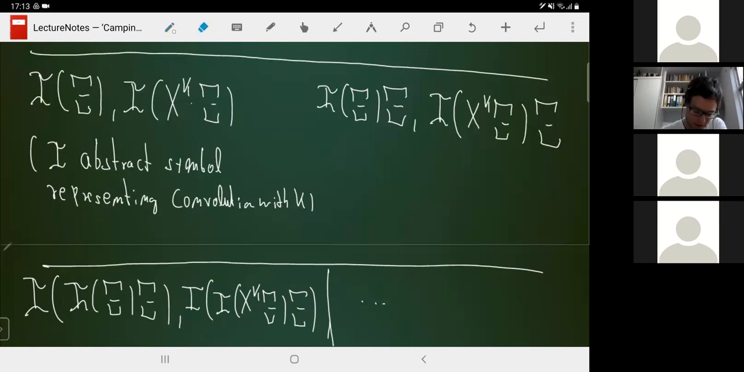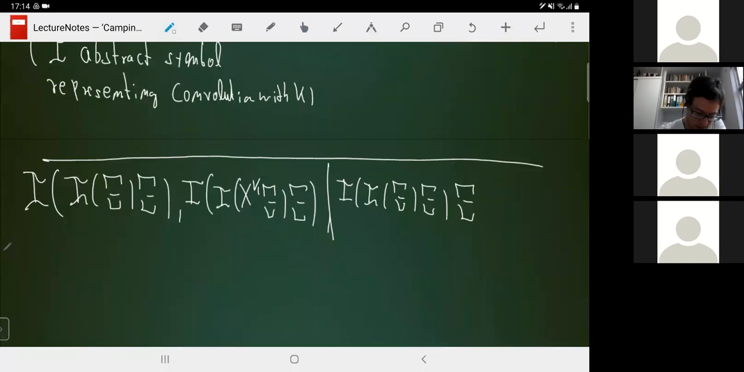Okay, so we would have I of xi, and this I x to the k xi, and then I continue. Is the logic more or less clear? Well, for me, yes. For me also. Christian? For me also it's clear.